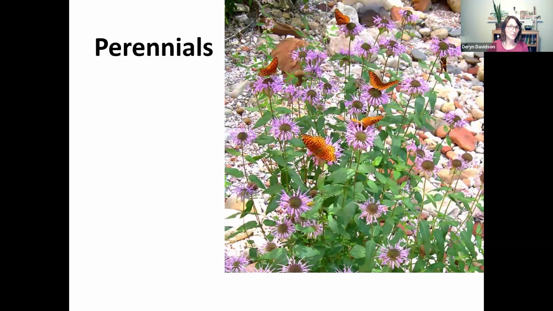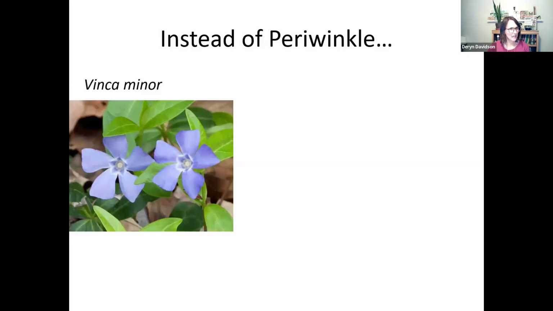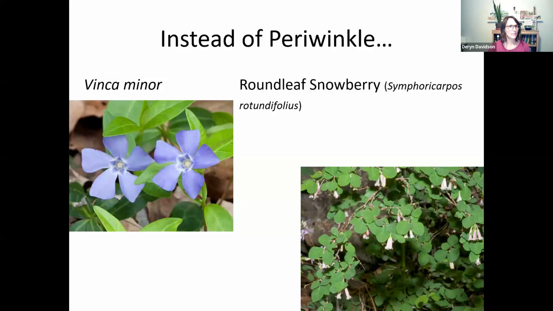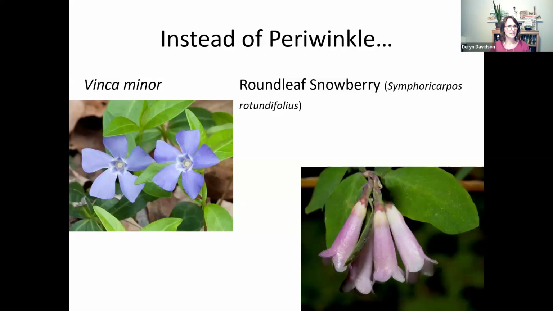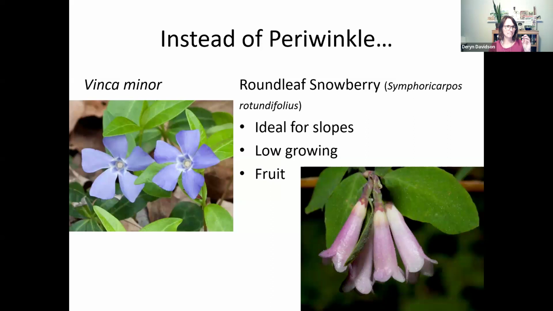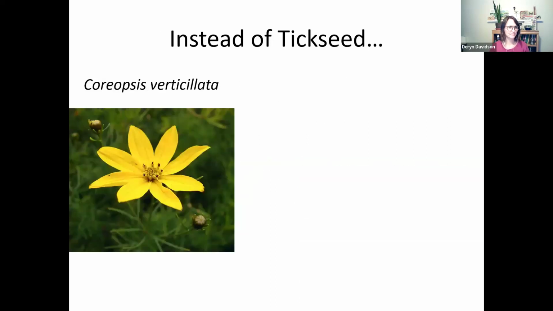So looking at perennials, instead of vinca, or periwinkle, some people call it, we've got roundleaf snowberry, or Symphoricarpos rotundifolius. This one is a perennial. It's also kind of woody, it can be a little bit shrubby, but it gets these delicate little bell-shaped flowers. It's really good for slopes. It's going to stabilize soil really well. It's low growing, it'll get maybe a foot and a half tall, and it has really cool fruit that looks like little white snowberries, and it can handle some shade, which is great.